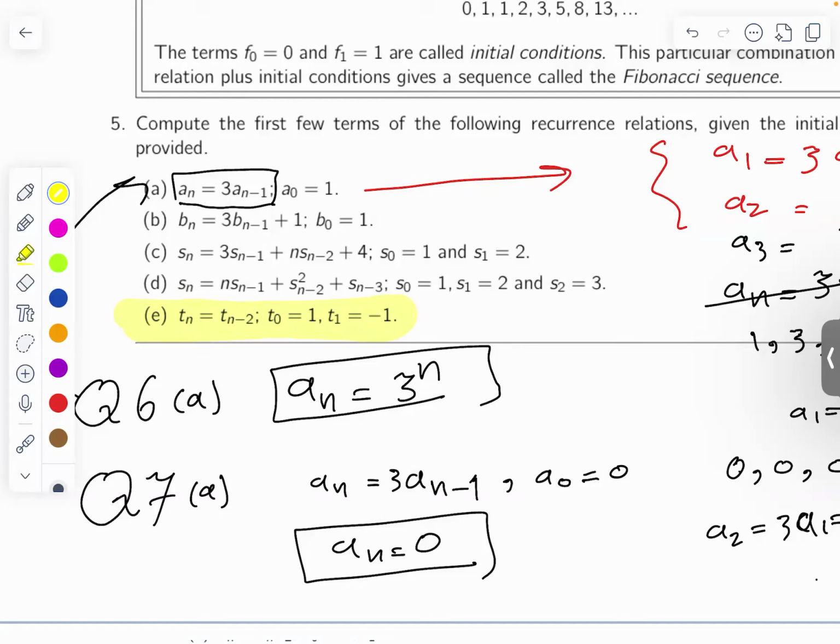There are two values of P. Because Tn, let me amend that, it depends on the two previous terms, or it has two initial conditions.